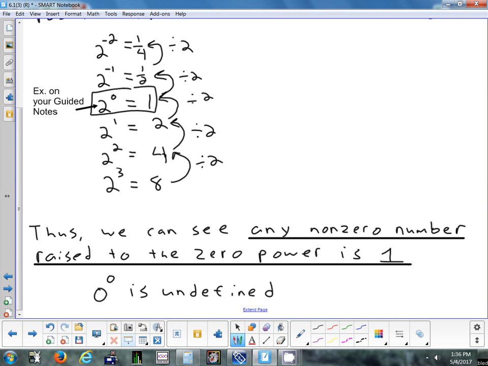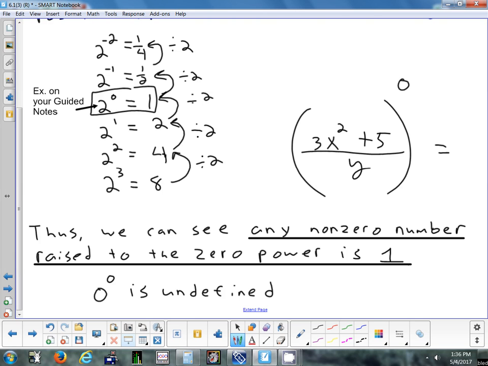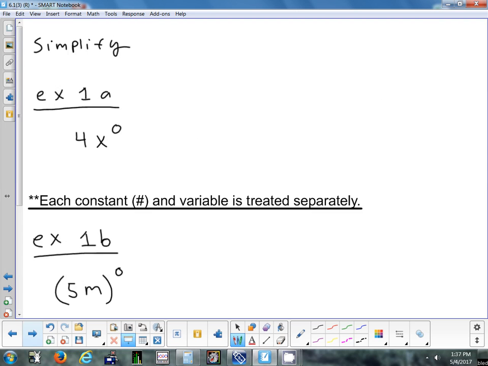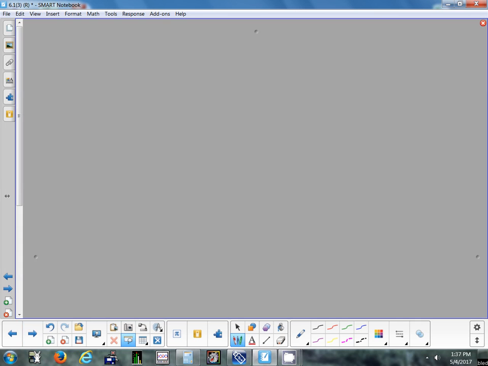What's nice about this rule is if you had a bunch of stuff and all of that was to the 0 power, it all just simplifies to 1. It doesn't matter how complicated this is. If you have a bunch of stuff to the 0 power, it all just turns into 1. Does everybody have that? Okay, let's start with this.